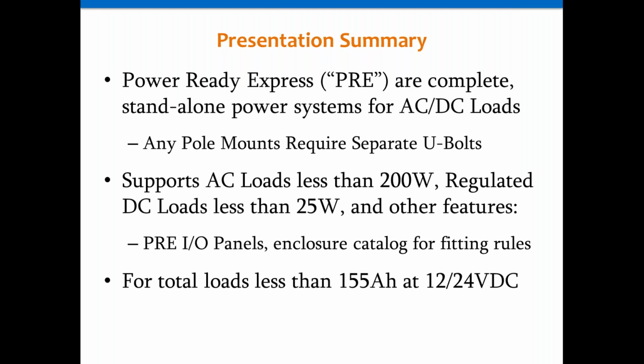Now, for these systems, again, I want to reiterate that the total limit on the daily loads is less than 155 amp hours at 12 and 24 volts DC, and that is at the best solar resource level. So if you have loads that have a total daily requirement of over 155 amp hours per day, such as 200 amp hours per day, then that would be a PowerReady system, not a PowerReady Express system.